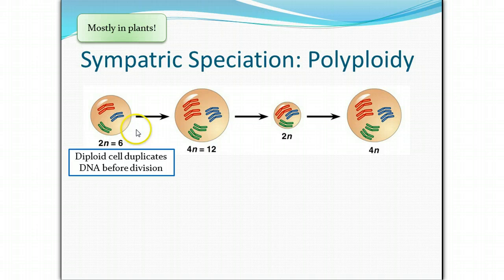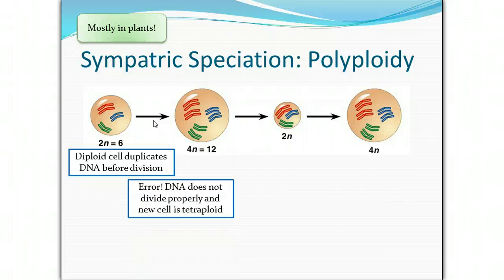So the first point here is a diploid cell, so your normal body cell, duplicates its DNA before cell division. So think of cell division as like mitosis or meiosis, but it makes a copy of all of its DNA before it divides. And sometimes, just sometimes, during cell division, not everything goes right. So error! The DNA did not divide properly, and the new cell, one of the resulting cells, is what we call tetraploid, meaning that it has 4 copies of each chromosome instead of only 2 copies of each chromosome.